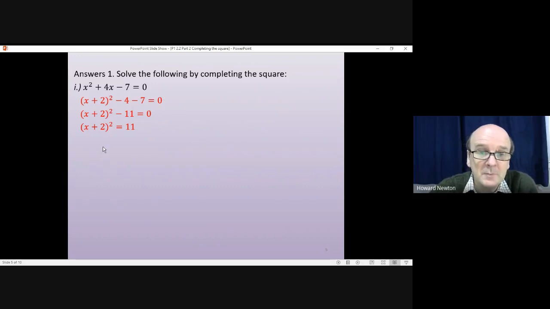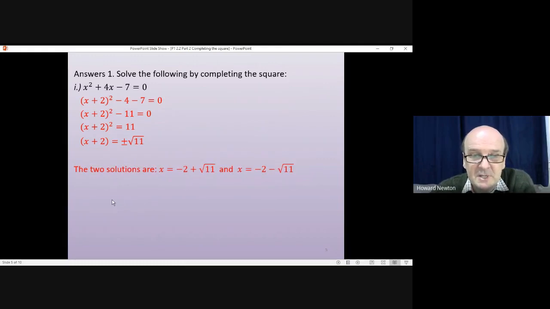And then we square root both sides. That gives us x plus 2 is equal to plus or minus the square root of 11. Last thing that happens is the plus 2 swaps sides. That gives us the two solutions, either minus 2 plus root 11 or minus 2 minus root 11.